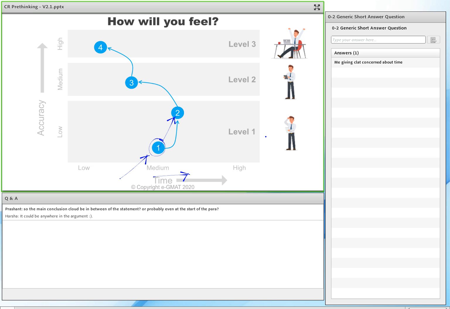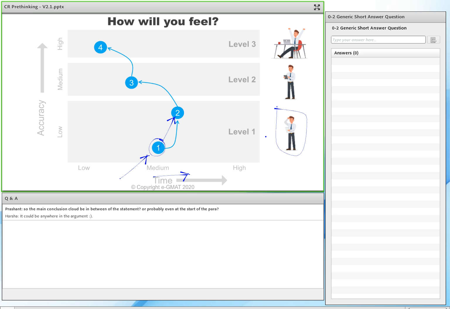And that's okay. At that point, some of you may say, why the hell am I doing pre-thinking? Because everyone keeps telling me timing is the main piece on the GMAT. How many of you have heard this? Hey, if you can solve questions quickly, you can ace the GMAT.